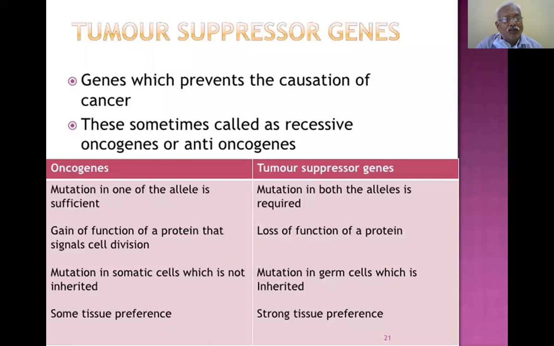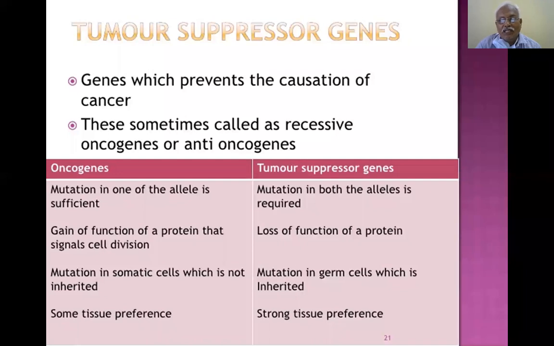So oncogenes and tumor suppressor genes, the difference. For oncogenes, mutation in one of the alleles is sufficient. The gain of function of a protein that signals cell division is the main mechanism of oncogenes, and the mutation is in somatic cells, which is not inherited. And some tissues are preferred for the work of oncogenes. Whereas for tumor suppressor genes, the mutation will be in both the alleles, and loss of function of a protein will take place. So unless the mutation is present in both the alleles, the tumor suppressor gene cannot act. So the loss of function of a protein will take place with that.